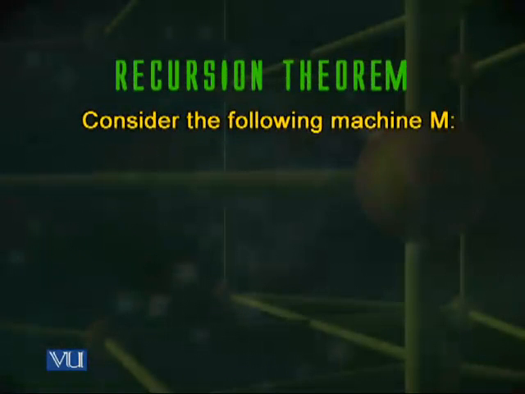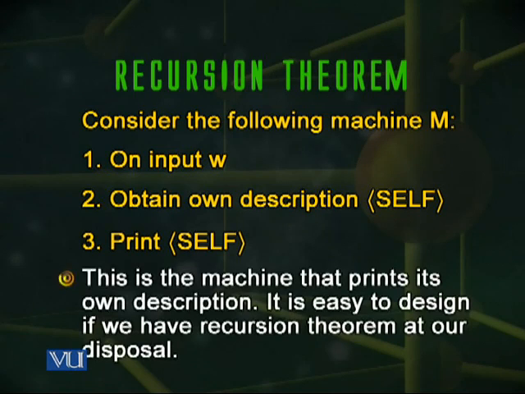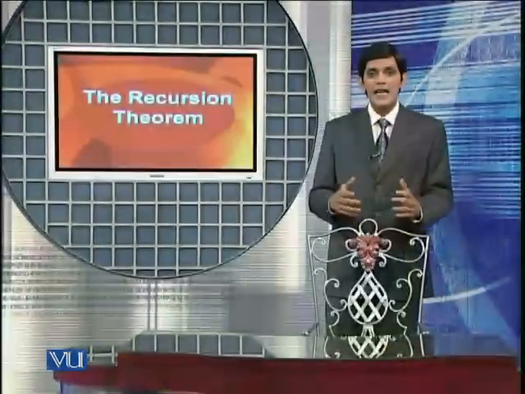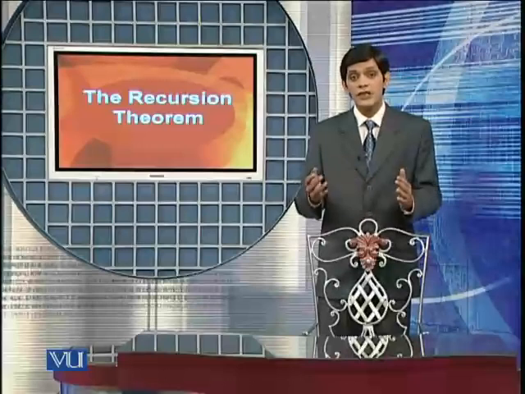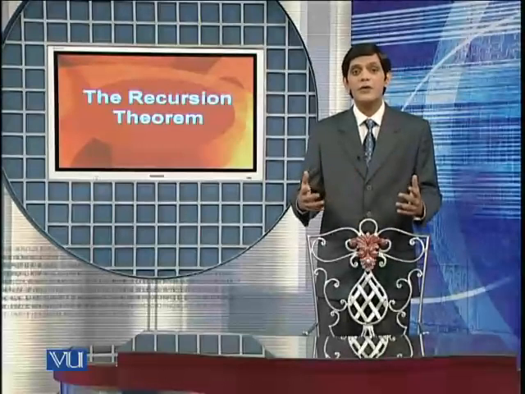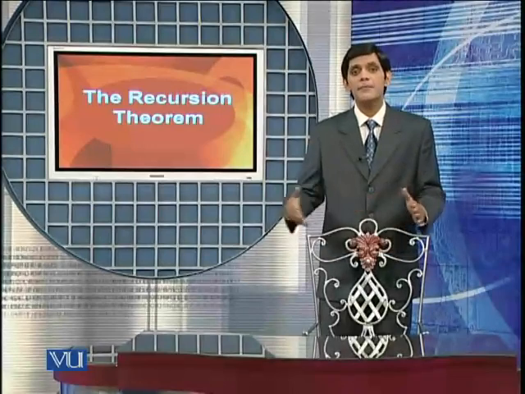Let's consider the following Turing machine M. On input w, obtain own description ⟨self⟩ and now print ⟨self⟩. This machine prints its own description. It is so easy to design using the recursion theorem, or when we have the recursion theorem at our disposal. So, using the recursion theorem, it's a triviality to design a machine which prints its own description. The machine actually gets its own description, which it is allowed to do because of the recursion theorem, and simply prints it out.